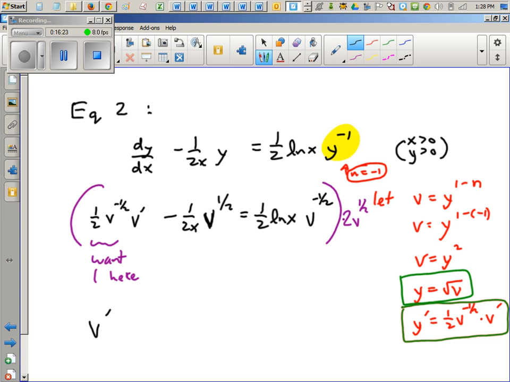v prime, that's exactly how a fold should start, minus, and I have to multiply along all three green arrows here. So if I multiply 2v to the half times 1 over 2x v to the half, I'm basically going to get 1 over x v. And then this right side is just simply ln x. If your fold doesn't look a lot nicer than your original, you probably did something wrong. Your fold should be independent variable derivative plus garbage independent variable equals garbage no independent variable. That's a fold. And now you're ready to do the integrating factor.